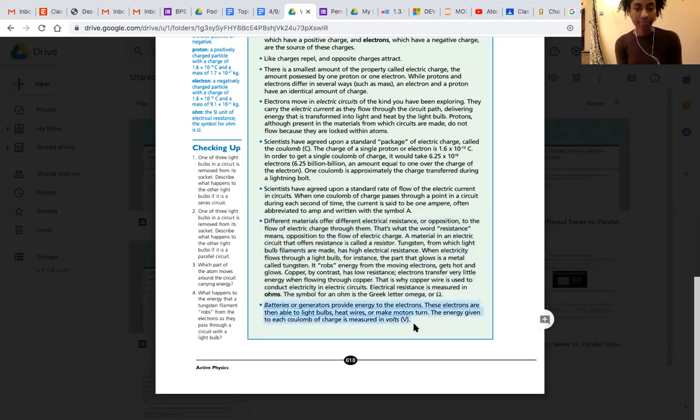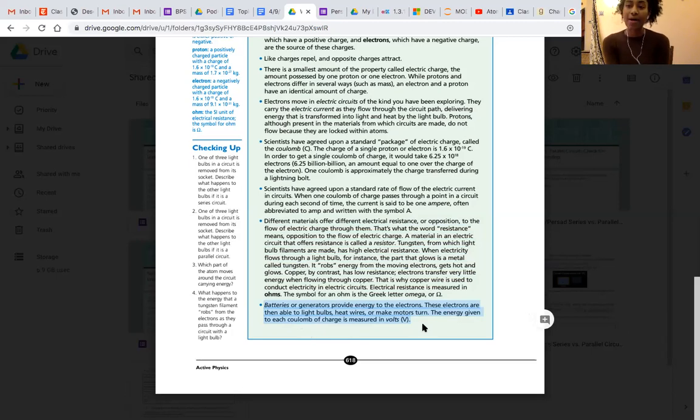Last bullet point. Batteries or generators provide energy to the electrons. These electrons are then able to light bulbs, heat wires, or make motors turn. The energy given to each Coulomb of charge is measured in volts. And so that's the entire reading.